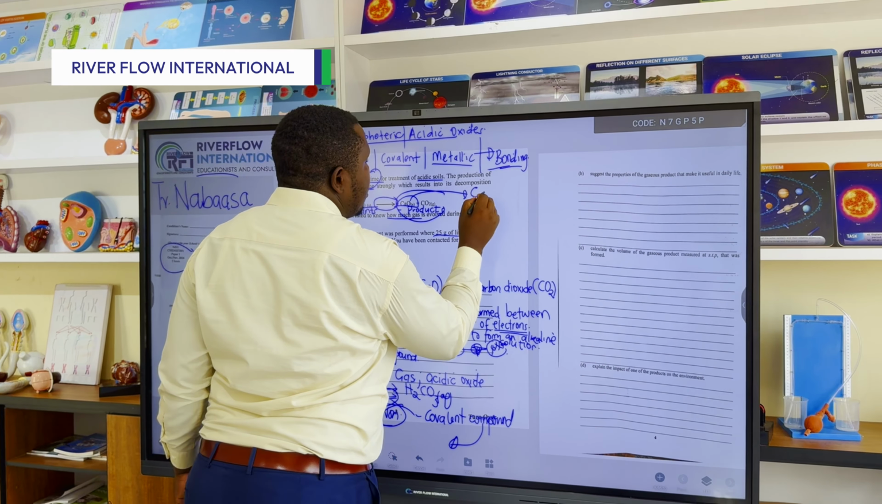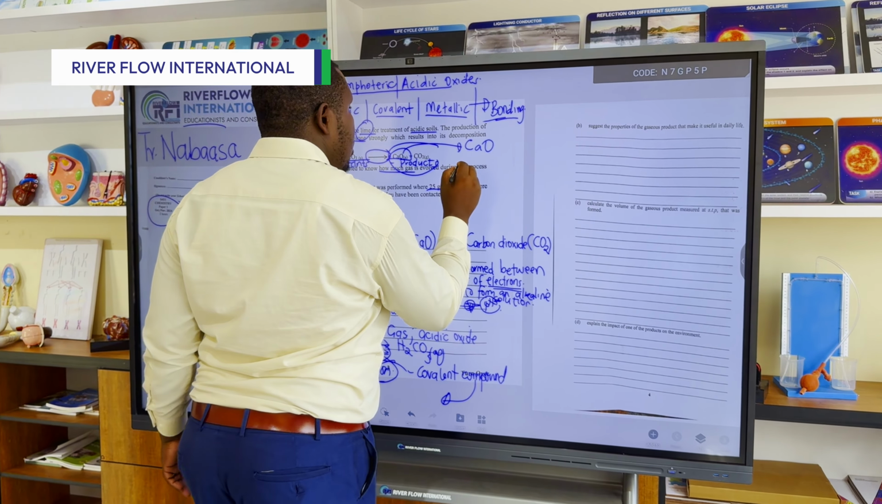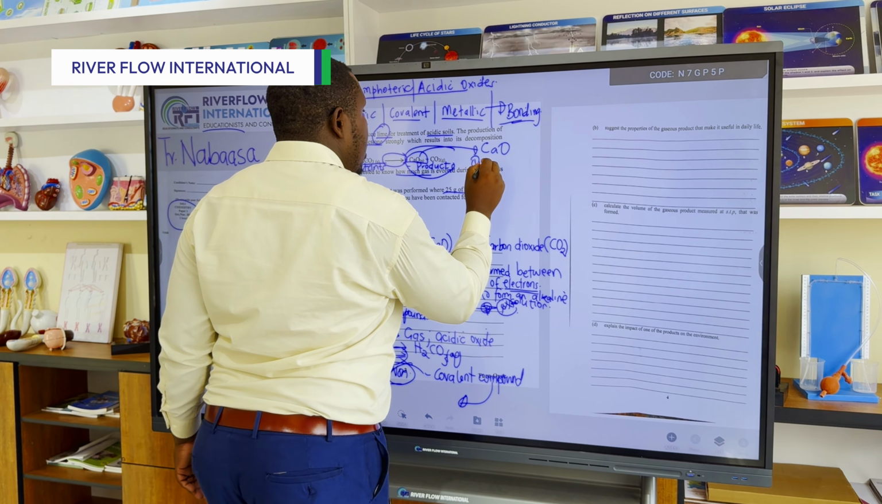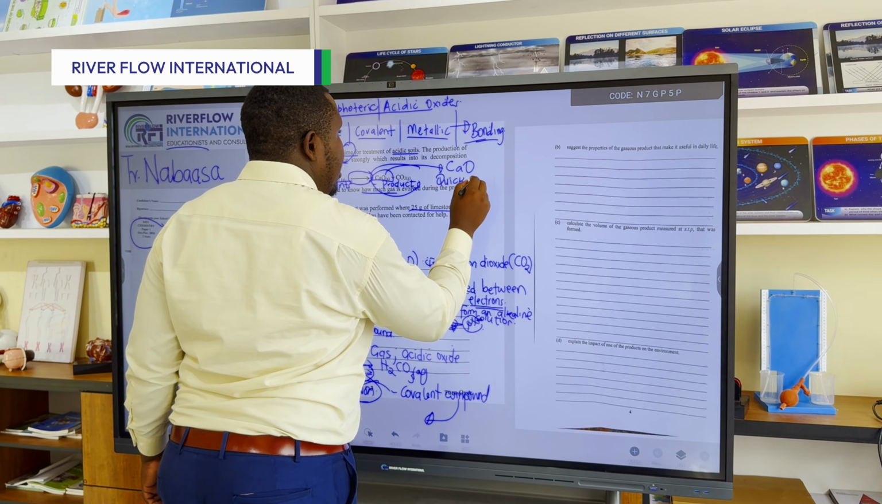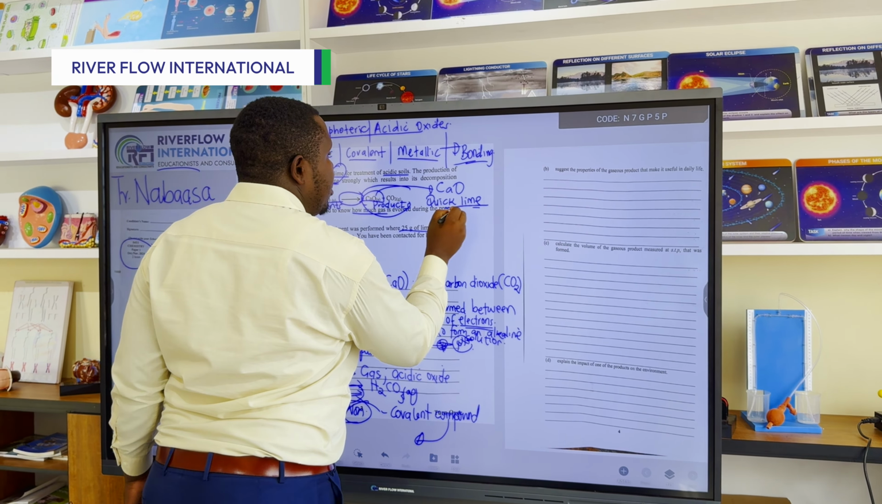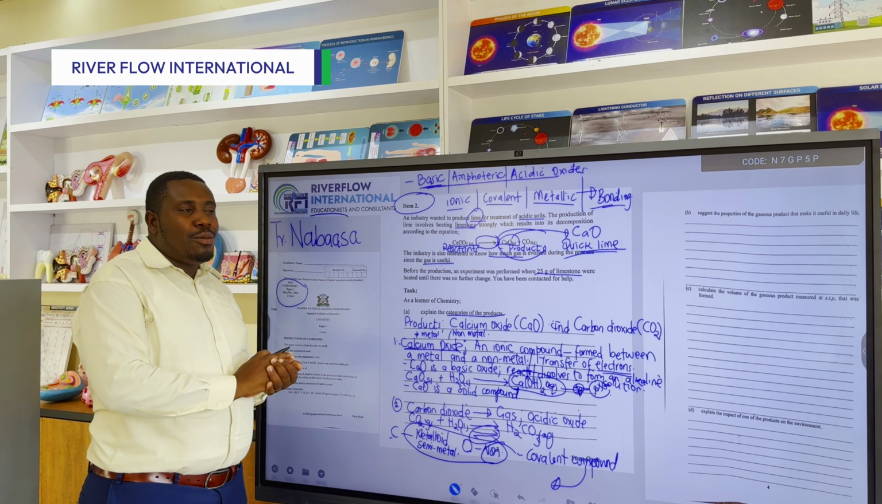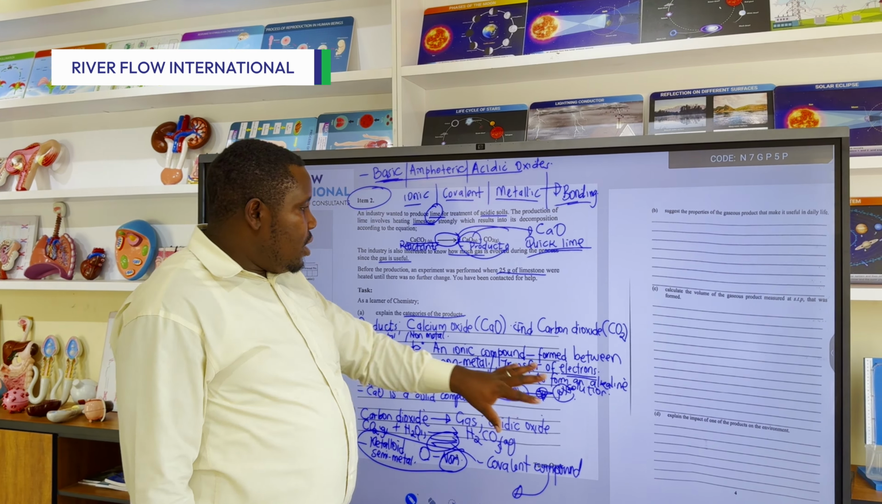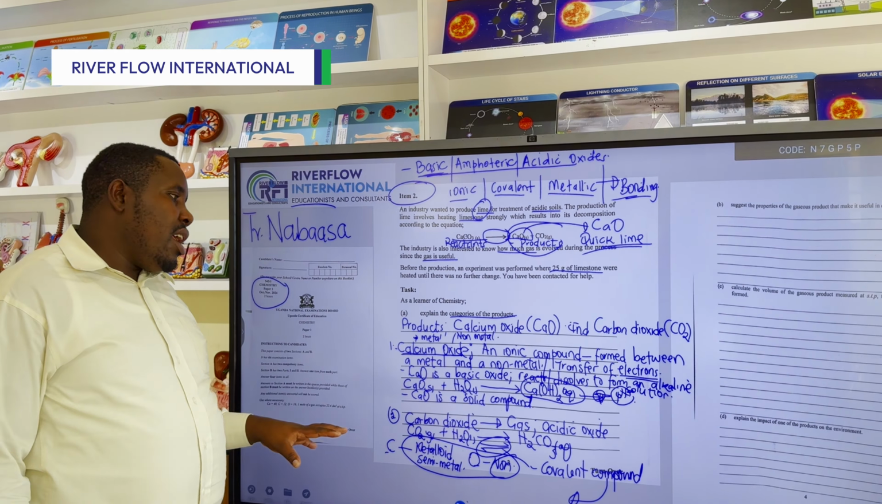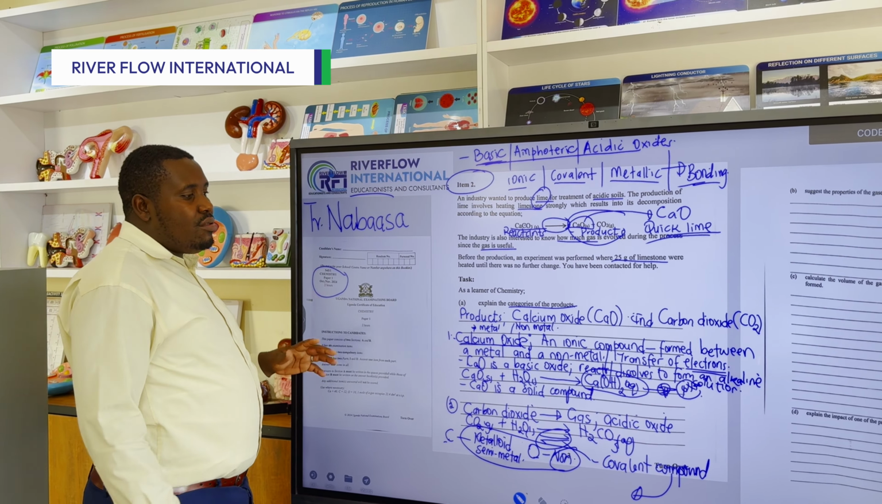Calcium oxide is also sometimes called quick lime. That's why we call it lime. So please, anytime you meet quick lime, don't get worried. So this was part A of the task of this item.